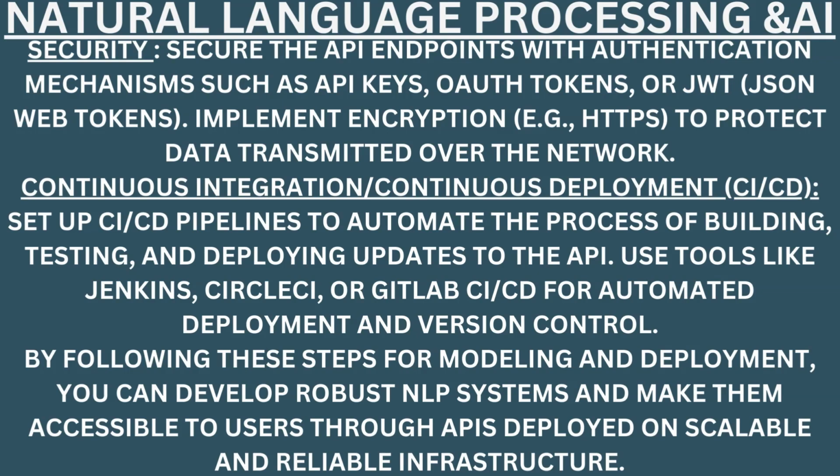Continuous integration, continuous deployment. Set up CI/CD pipelines to automate the process of building, testing, and deploying updates to the API. Use tools like Jenkins, CircleCI, or GitLab CI/CD for automated deployment and version control. By following these steps for modeling and deployment, you can develop robust NLP systems and make them accessible to users through APIs deployed on scalable and reliable infrastructure.